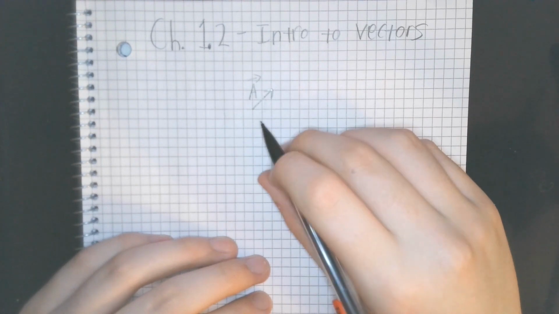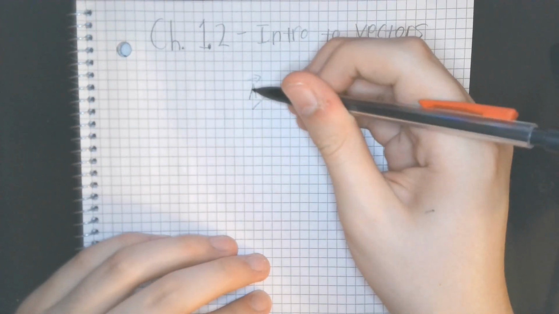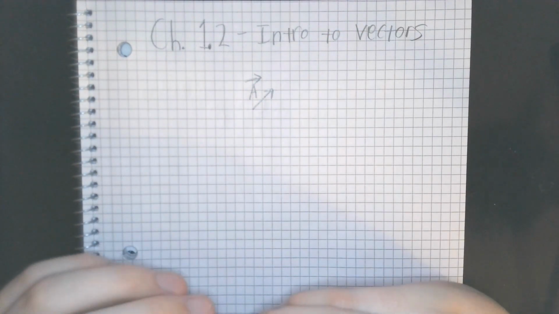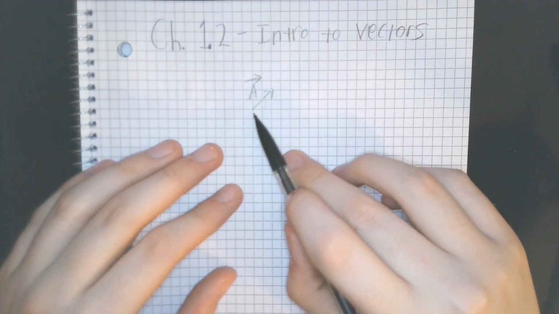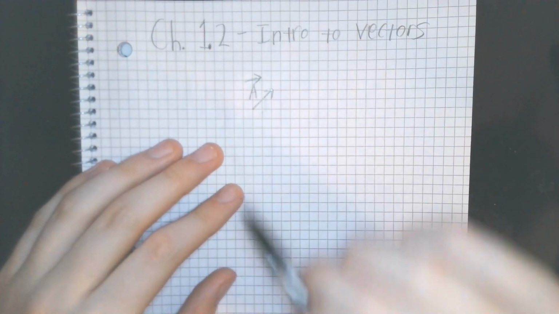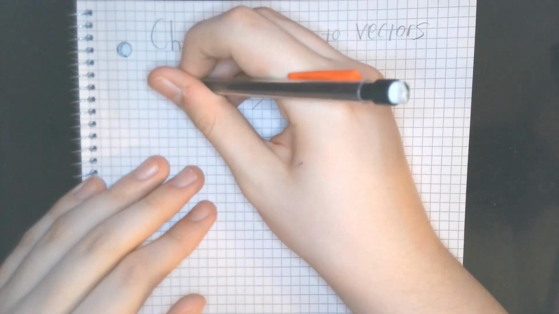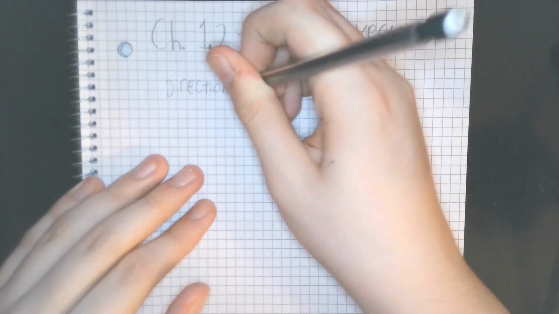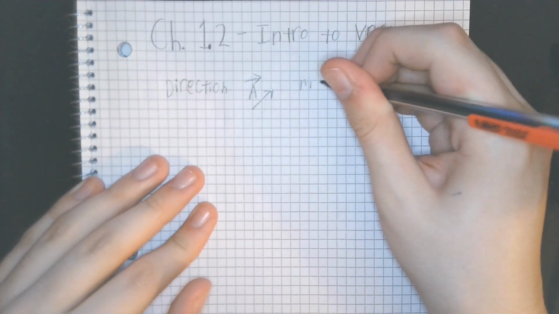Now, we right here have a vector A. This little arrow over A just means that it is a vector. But you might be asking, what is a vector? Well, this little arrow I drew sums it up pretty well. A vector is anything with both a direction and a magnitude.